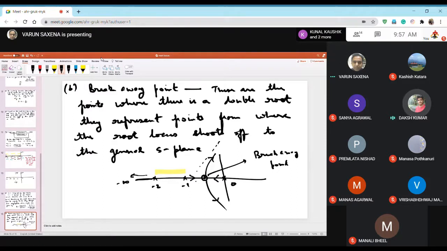Sir, can you please explain once more why they shoot off into the S-plane? Yeah, okay, I'll do that.